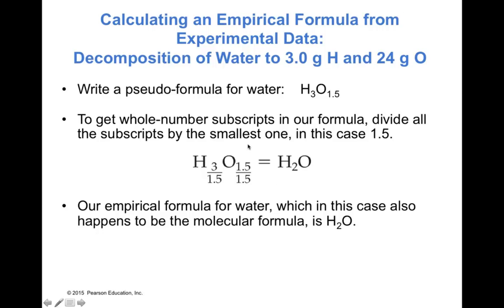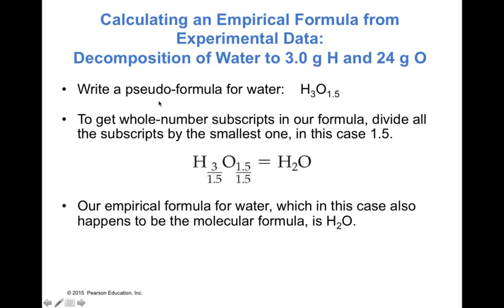So that's how we can determine or calculate the empirical formula by using data of the mass of each of the elements that create that compound. As we mentioned before, the decomposition of water produces 3 grams of hydrogen and 24 grams of oxygen. So by using this, we can find out the empirical formula. Once again, we have the mass of the element. We divide that mass by the molar mass of each element, and that will give us the moles.